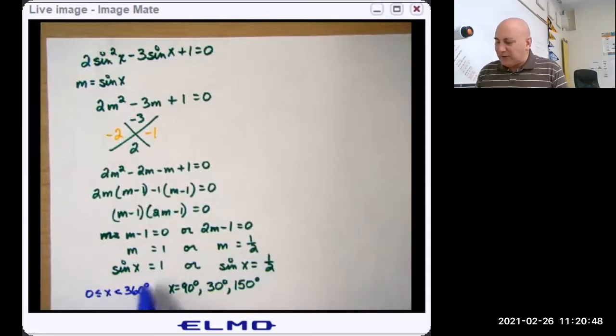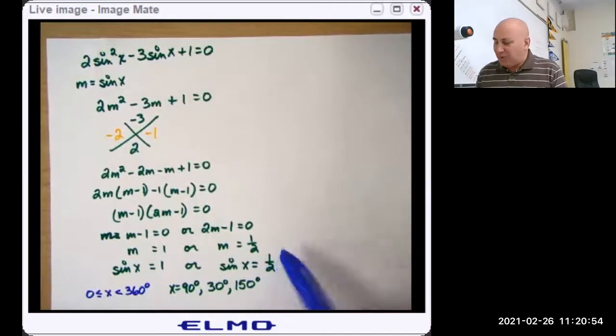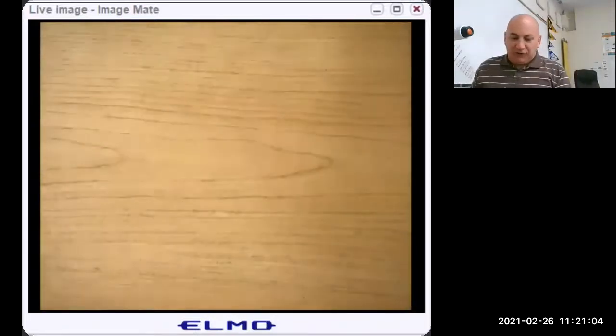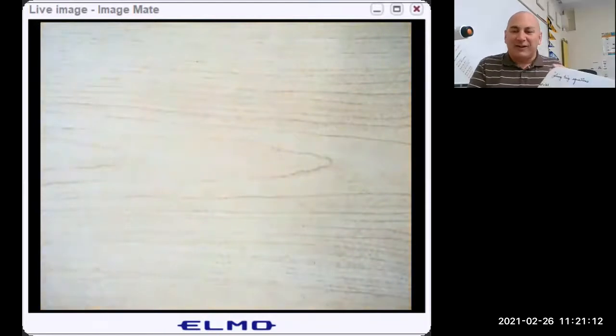So where is sine equal to 1? It's equal to 1 at 90 degrees. Where is sine equal to 1/2? Well, that would be at 30 degrees and 150 degrees. So as you can see, we're just using our algebra skills, and we're now upping our game a little bit by throwing some trigonometry in at the same time.